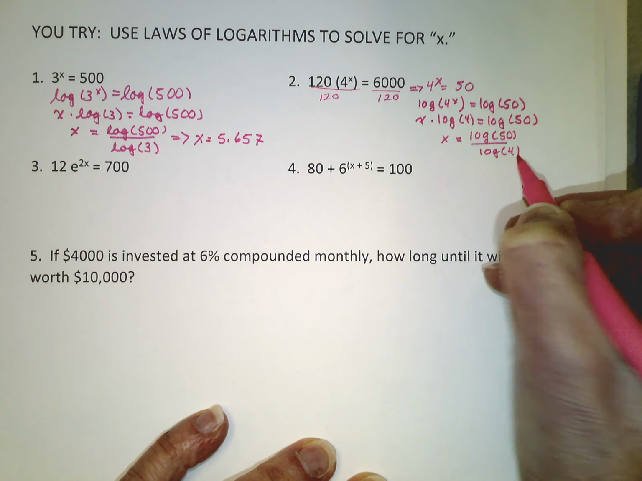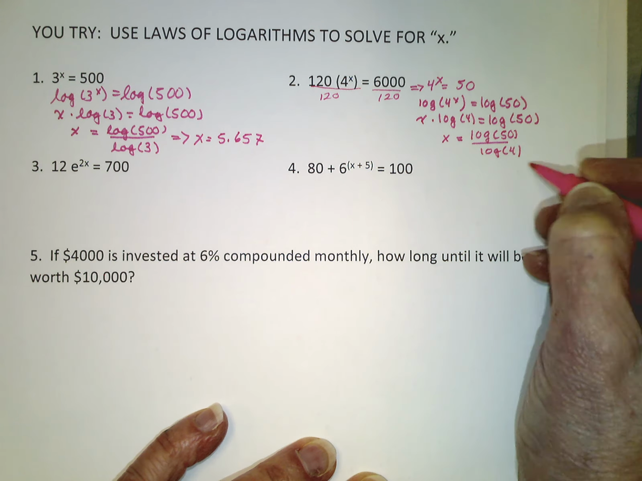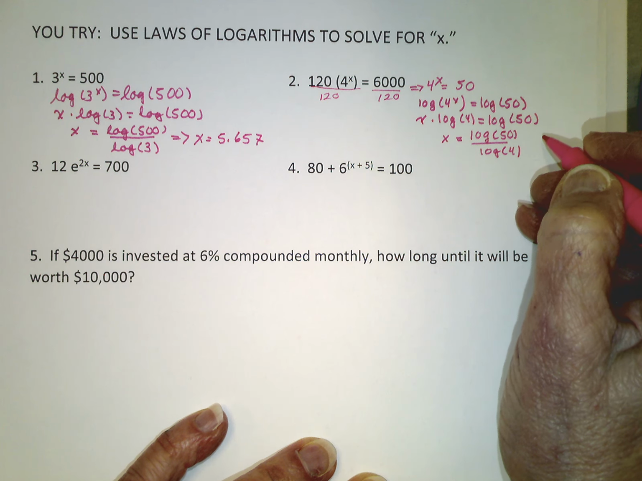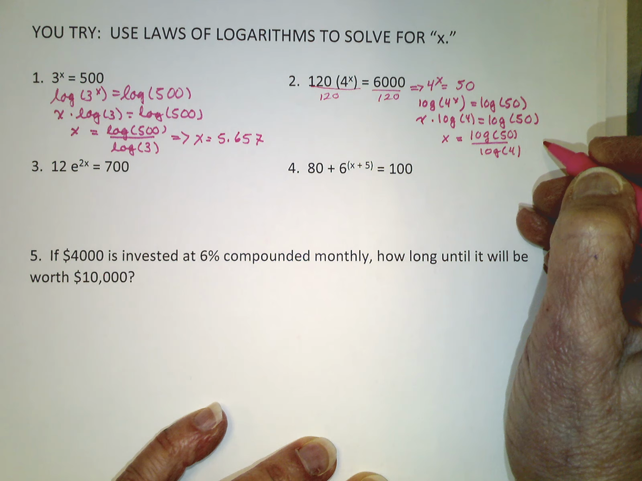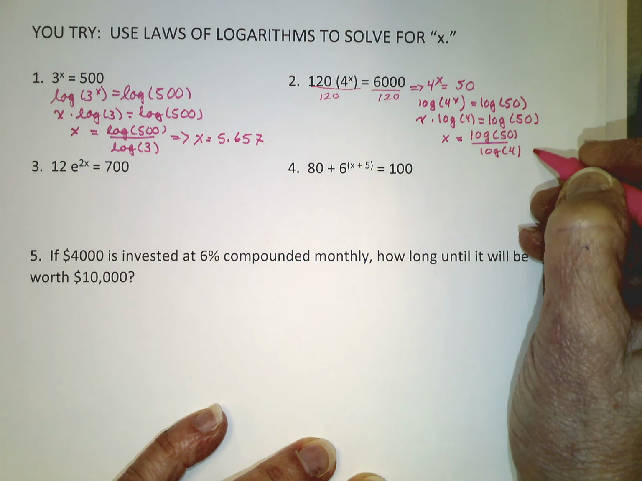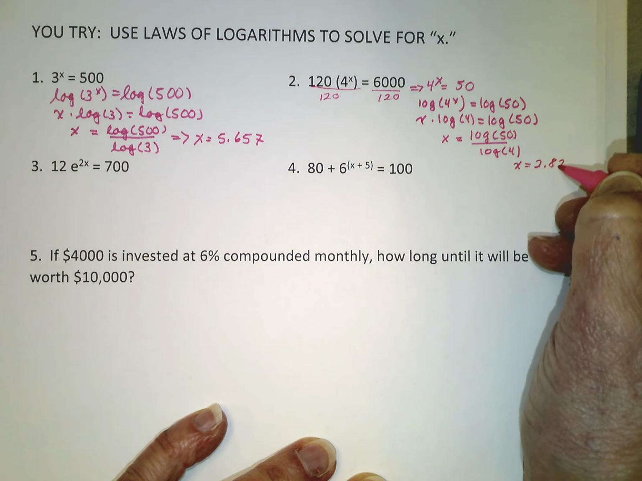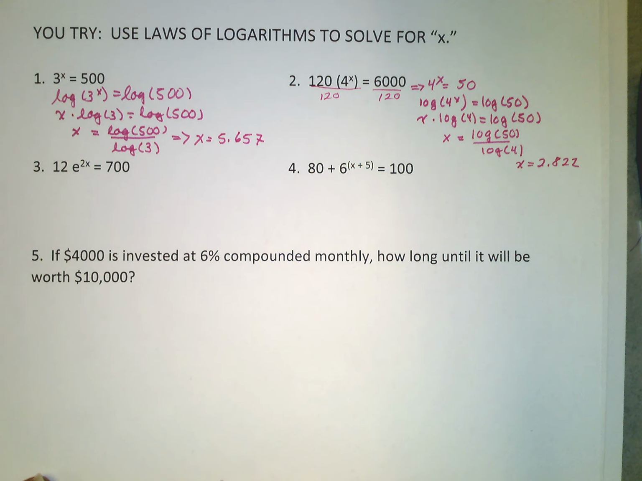And please be careful when you put it in the calculator. Please remember to close those parentheses. So the calculator said that that's going to come out to 2.822, if we're rounding to the nearest thousandth. We could get more precise if we needed to.